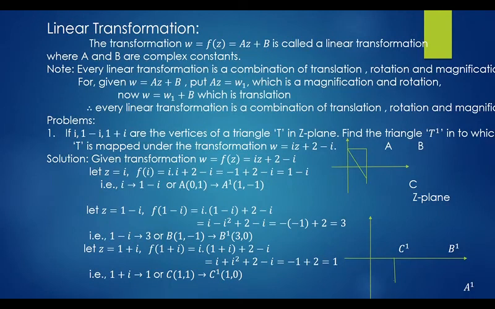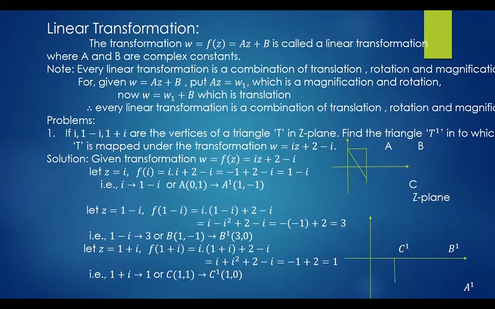The transformation W equals f of z equals Az plus b is called a linear transformation, where a and b are complex constants. Here we have one note: every linear transformation is a combination of translation, rotation and magnification.